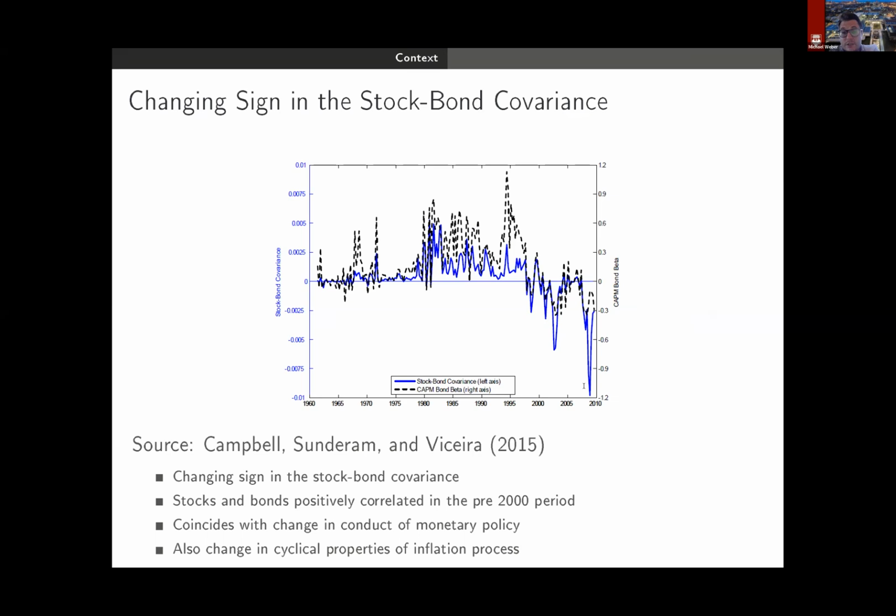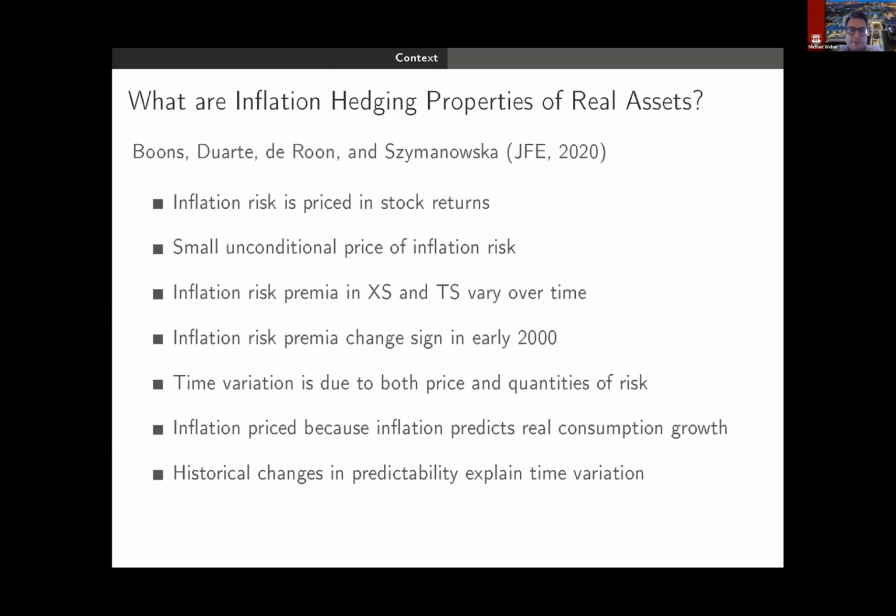And the question, of course, is what can potentially explain the changing sign of this covariance between stocks and bonds? There's a plethora of explanations. I'll come back to that later on. And in terms of whether there is a systematic price of risk for inflation, the answer is maybe there was some evidence in the past, and actually it's a little bit more ambiguous.